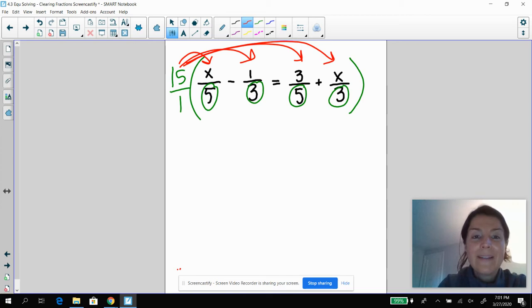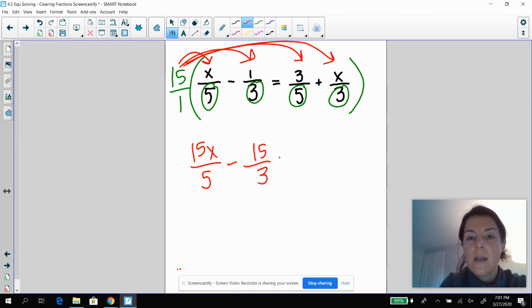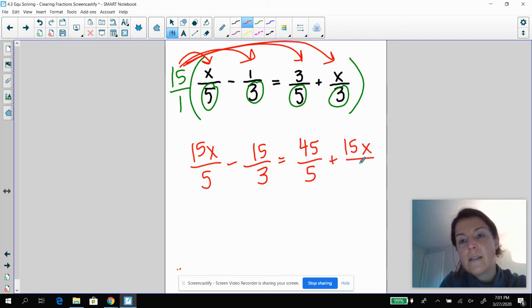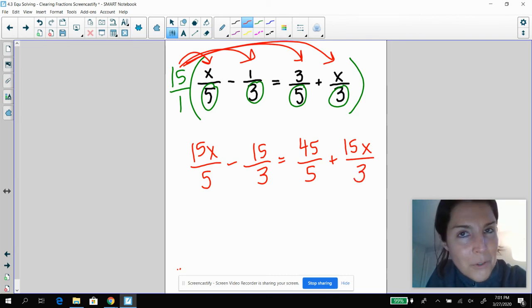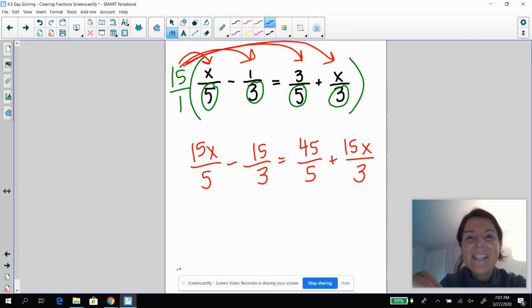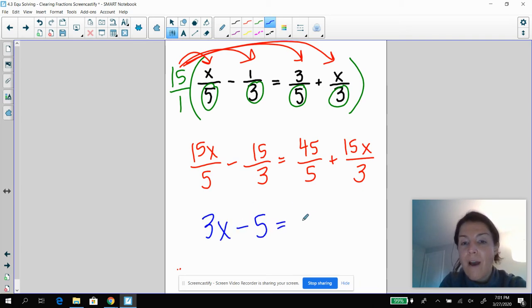All right, so we're back. Let's do this out. I get 15x over 5 minus 15 over 3 equals 45 over 5, and then plus 15x over 3. And it looks like I still have fractions. Or do I? Okay, so if we simplify this up, look what we get. 15 over 5 is just 3x. 15 over 3 is 5. 45 over 5 is 9. And 15 over 3 is 5x.